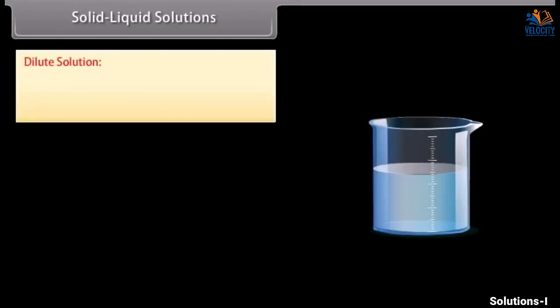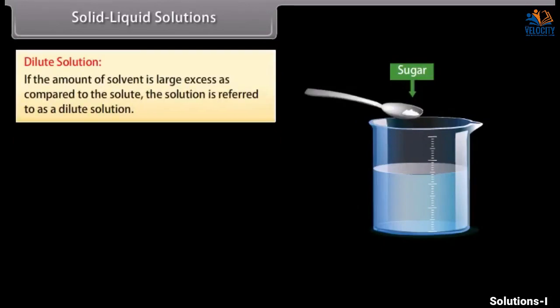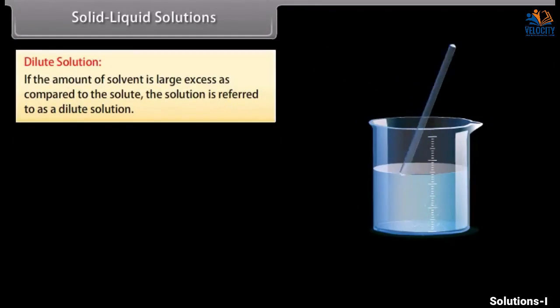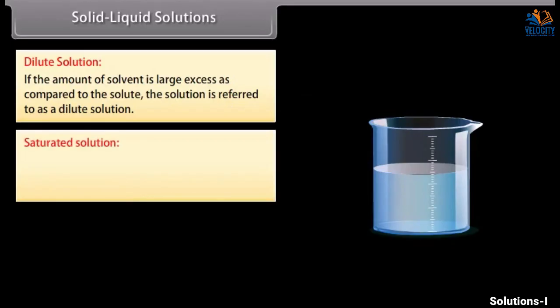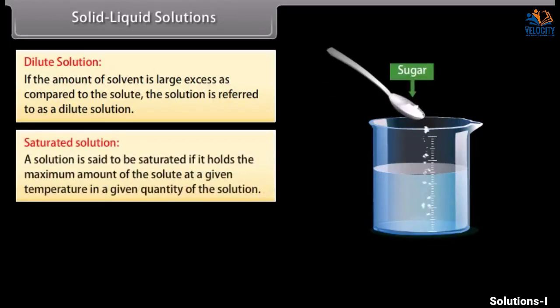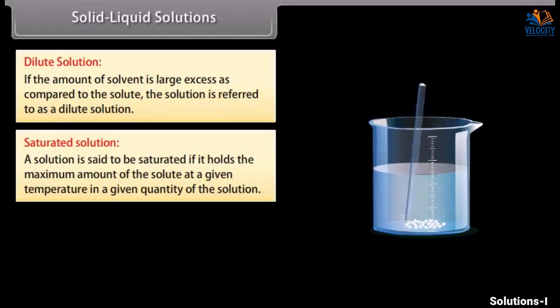Solid-liquid solutions. Dilute solution. A small amount of solute is dissolved in a large quantity of solvent. If the amount of solvent is large excess as compared to the solute, the solution is referred to as a dilute solution. Saturated solution. A solution is said to be saturated if it holds the maximum amount of the solute at a given temperature in a given quantity of the solution.